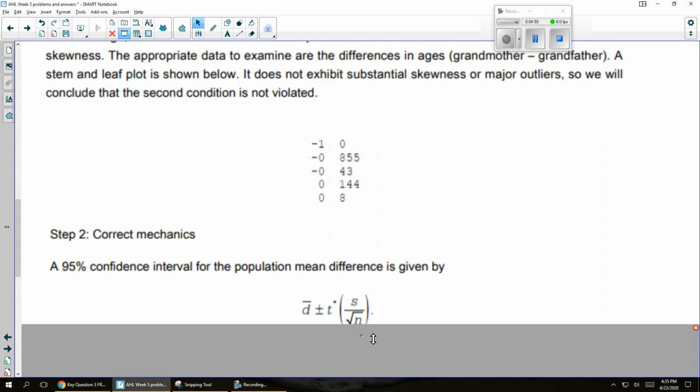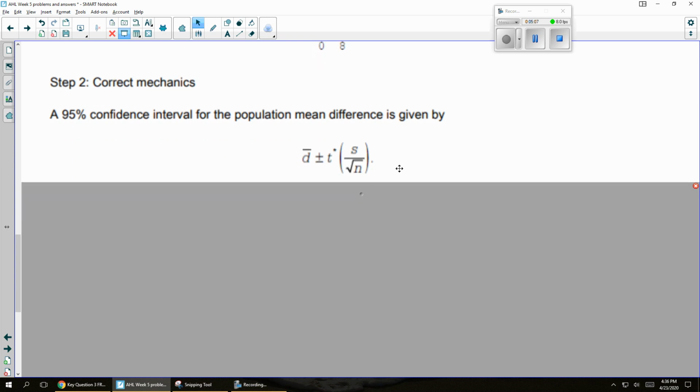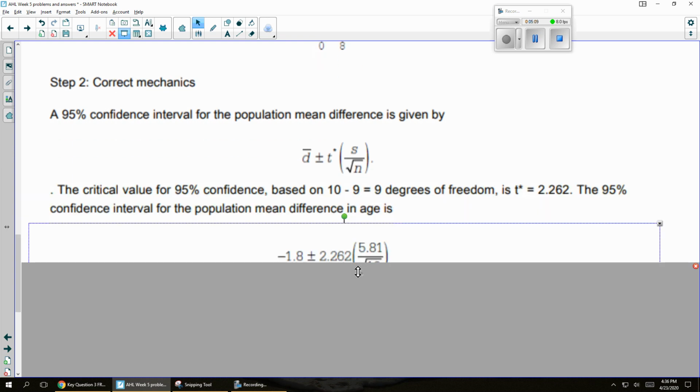The mechanics of the test. It's given by this, the average difference. I called it X bar a minute ago, but that's okay. It's the average difference in those ages. I've got 9 degrees of freedom, and they found this number off of the chart.